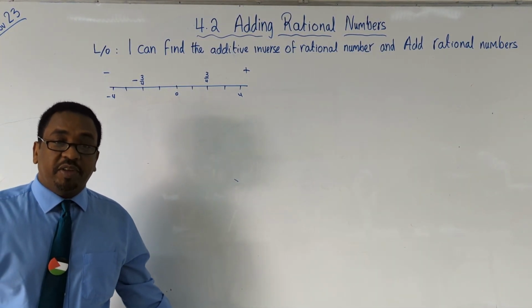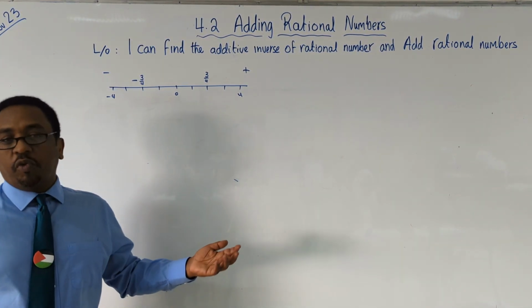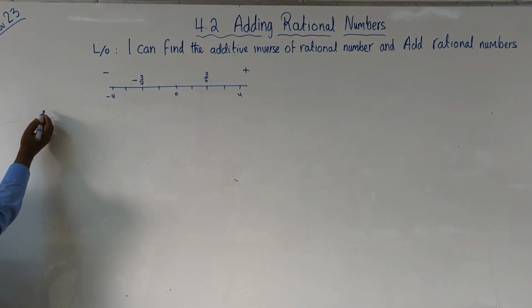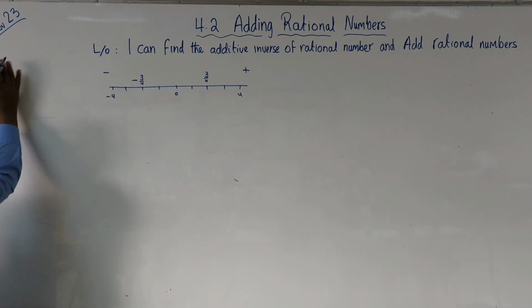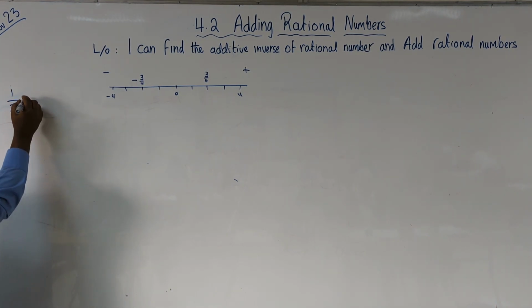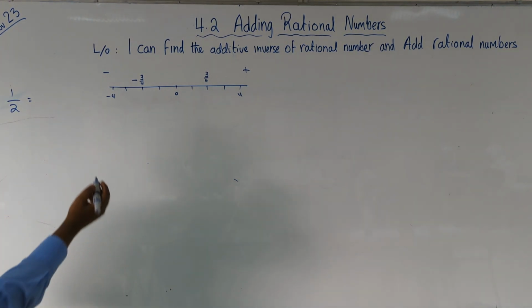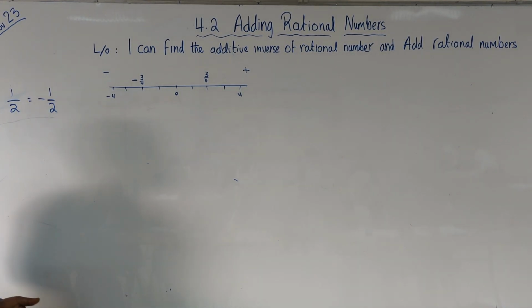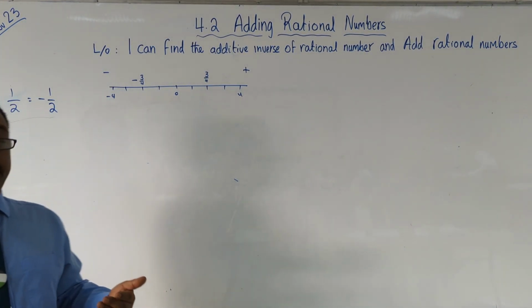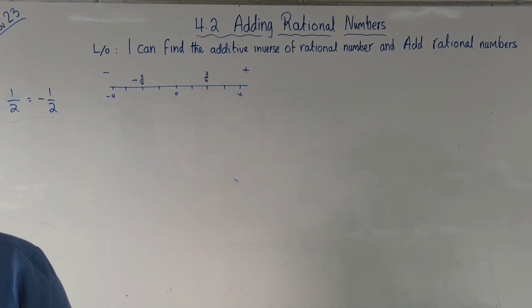If the number is positive, the opposite number, or the inverse number, is negative. So for example, if I give you, what is the inverse of half? What would the answer be? Negative of half. Simple as that. So basically this is what the additive inverse number is. So if you are asked, you are looking for the inverse of the number. Okay? So now let's start.